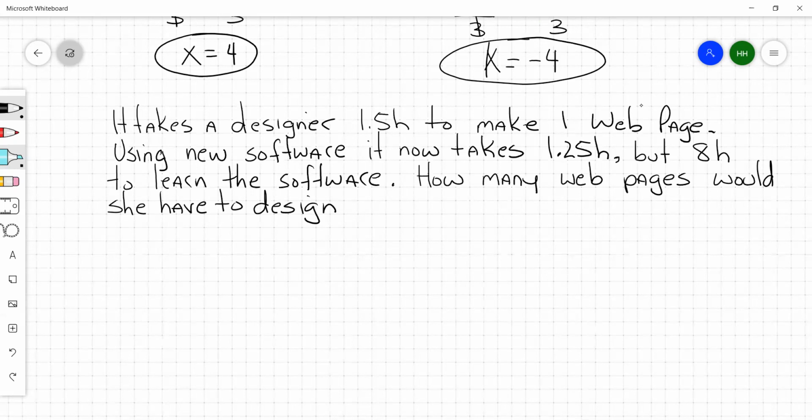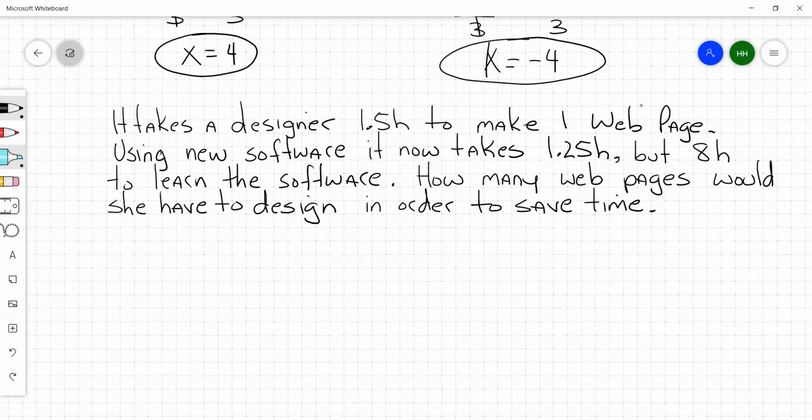Let's see, this says in order to save time using the software. Okay. How many web pages would she have to design in order to save, I guess we'll word it, save time. And what does it all boil down to right here? Why would she want to save time? What's time equal? Time equals money.